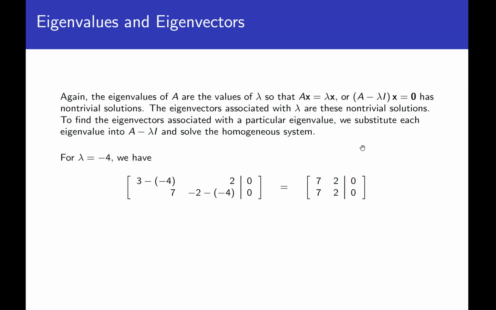We found one of the eigenvalues was -4. Plug it in, we get the matrix 7, 2, 0, 7, 2, 0. That one's a pretty easy one to row reduce. You get 1, 2/7, 0 here and a row of zeros.